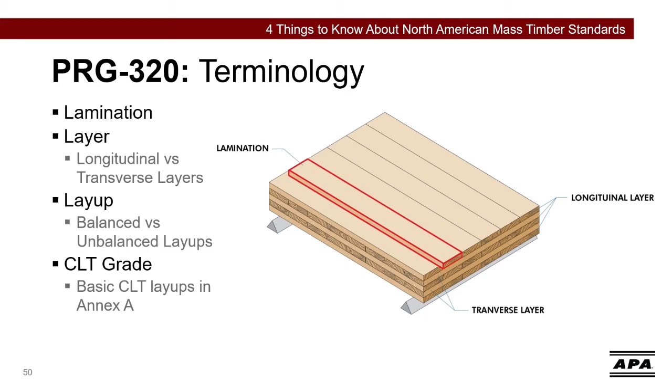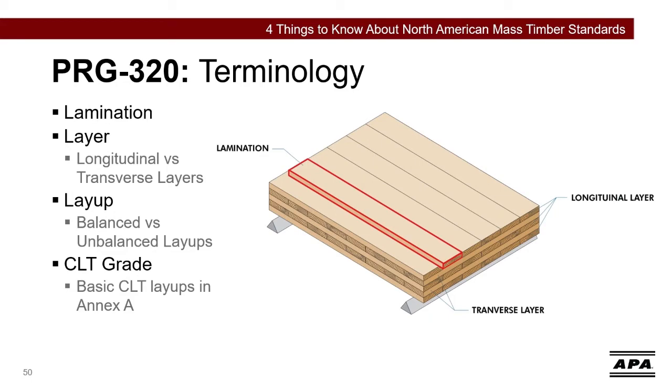A lamination in CLT is a piece of sawn lumber or structural composite lumber, including stress-rated boards, manufactured lumber, or edge-joined or end-joined lumber, which has been prepared and qualified for laminating. We'll get into some of the lamination requirements later in this presentation.